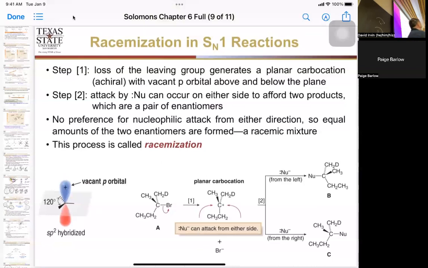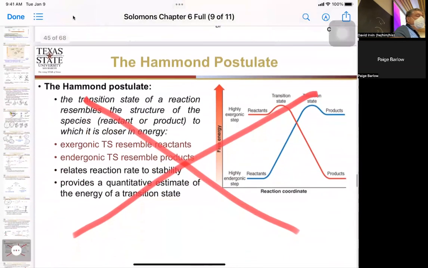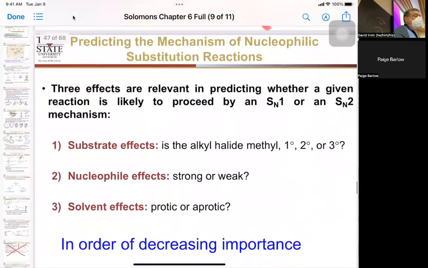You always racemize when you go through a carbocation. So this is not a stereoselective reaction. It is a random reaction. Okay, so I'm going to skip those 2 slides.